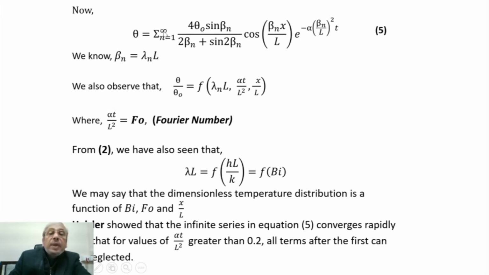We also observe from here that theta by theta naught becomes a function of beta n, that is lambda n L. Then alpha t by L square, in addition to beta n, which is basically lambda n L. We have already written it's a function of lambda n L. Then it also becomes a function of alpha t by L square, and it becomes a function of x by L. And alpha t by L square is the Fourier number.